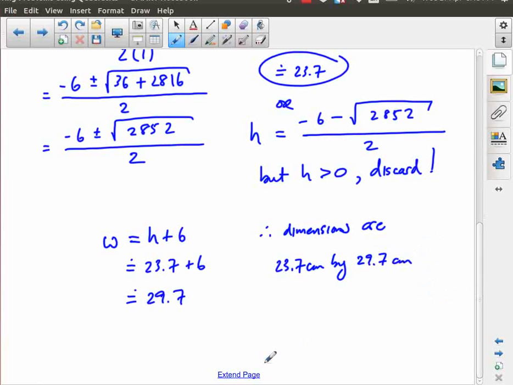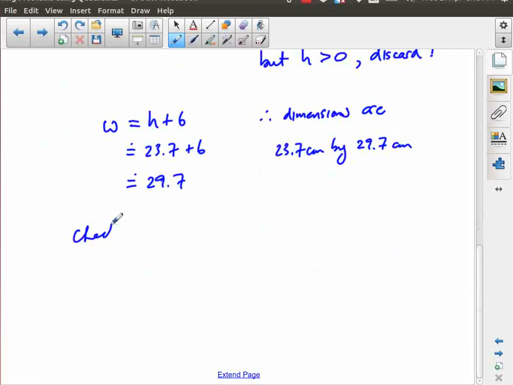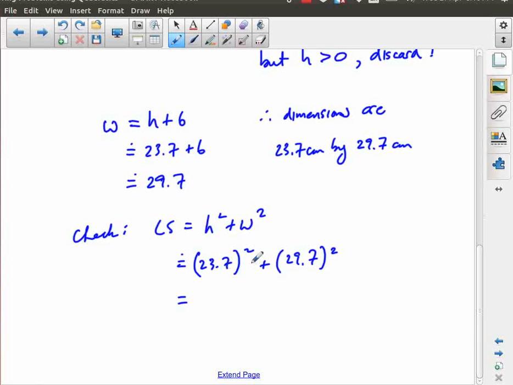And if you want to do a quick check of this, you could do the Pythagorean theorem check. Left side equals h squared plus w squared, which is equal to 23.7 all squared plus 29.7 all squared. Now you have to be careful. These are approximate values. So when we do this, we're only going to get something close to what we expect, but it won't necessarily be exact unless you've kept your exact values. And I end up with 1443.78.